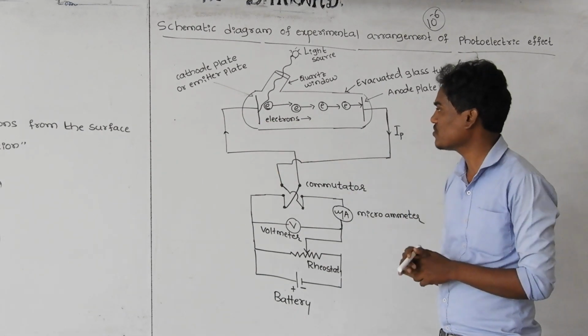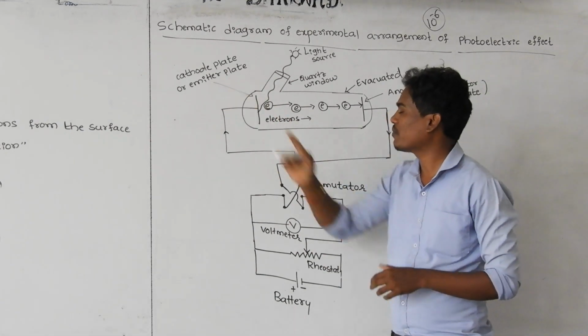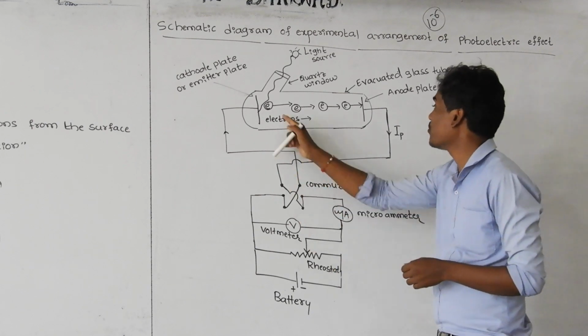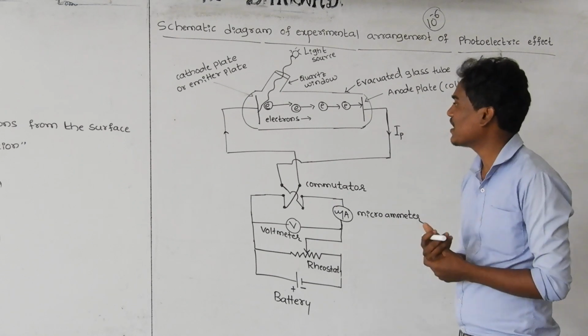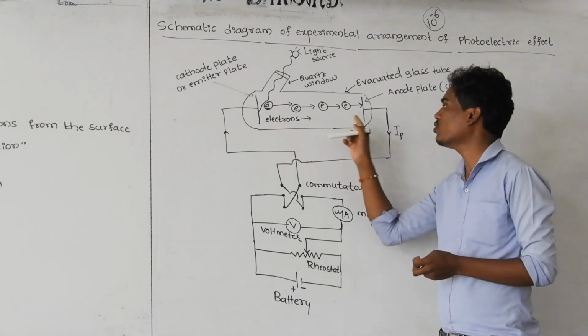This is a metal surface. That's why we are calling it an emitter plate. Those emitted electrons are moving towards the anode plate. There is a reason why the electrons are moving from cathode to anode.